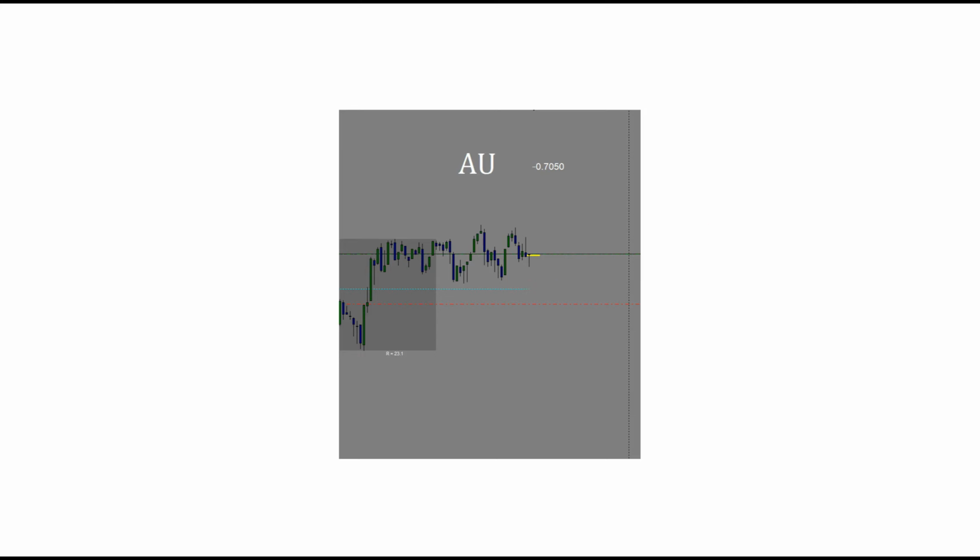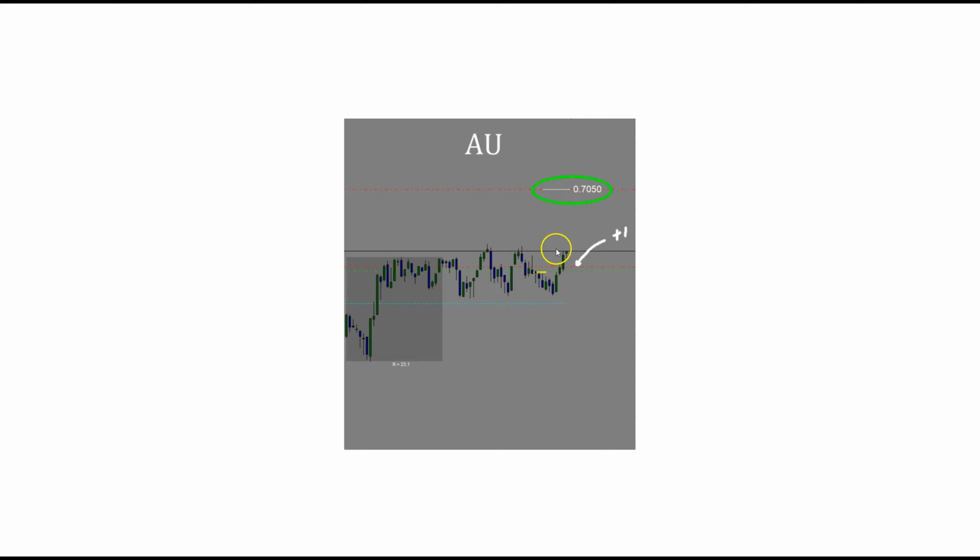Let's go ahead and see. The trade didn't really do too much. So at this point, it started to move up, heading for these overnight highs here. And I just locked in +1 just to cover my costs on the trade. And again, targeting up here at 70.50.